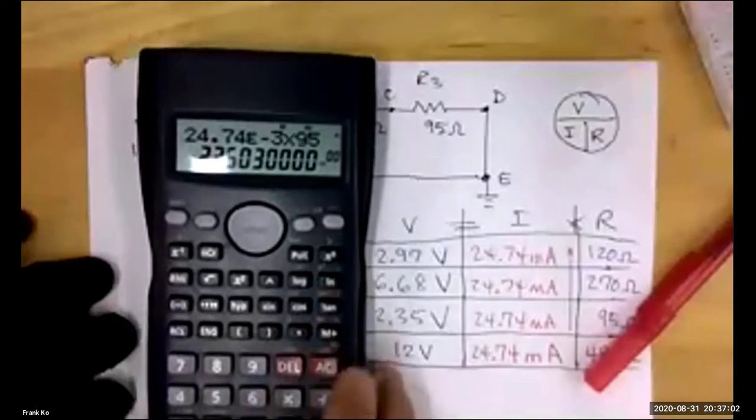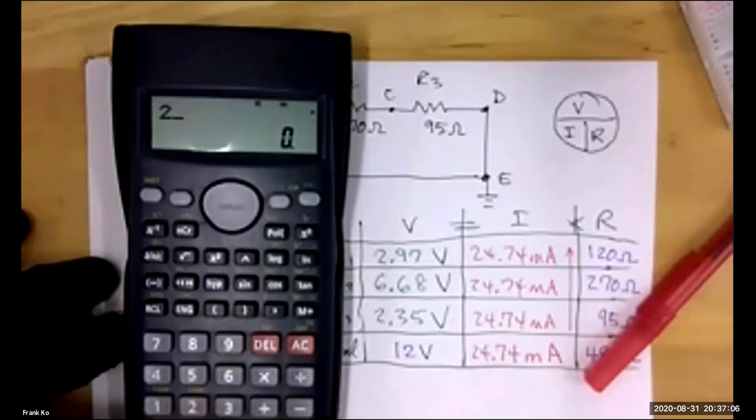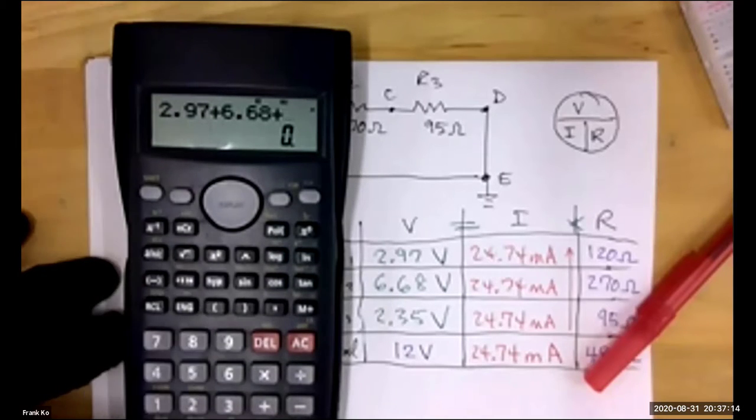Well, let's go ahead and punch this into the calculator. Clear. Let's go ahead and add these puppies up. 2.97 plus 6.68 plus, are you watching or doing? 2.35.